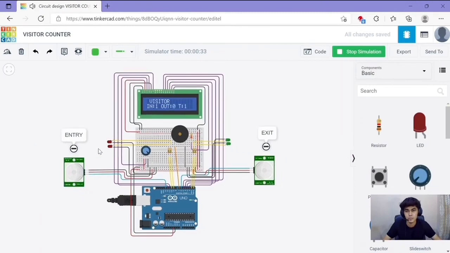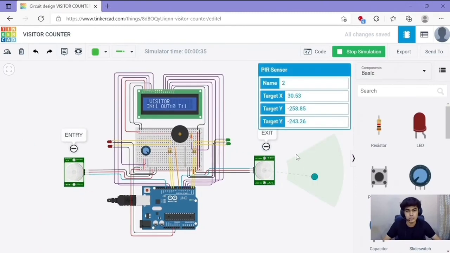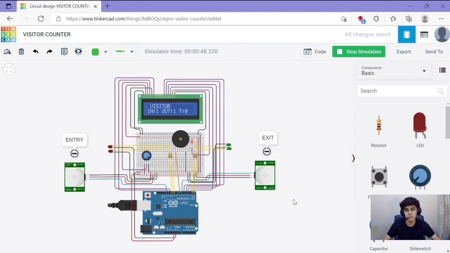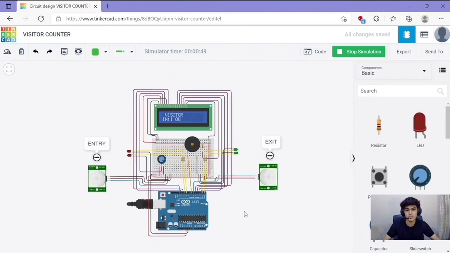Okay, there is 1 entry. For exit, it is just the same. So let's say someone exits and passes through this area, the LED will light up, the out will be 1, and automatically T will be 0. So the total number of persons inside the shop right now is 0. So that is how our visitor counter works.